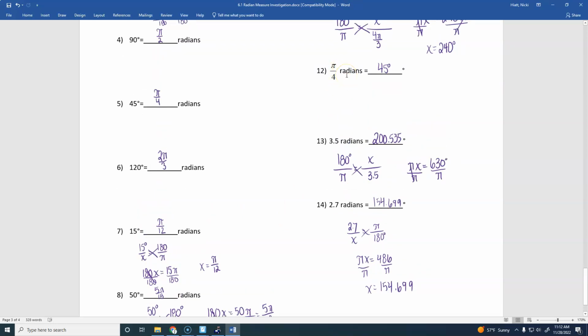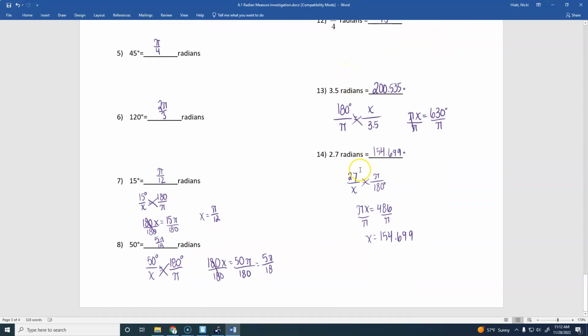12 is 45 degrees. For 14, you should get 154.699. And you can always think about what you already know. We know that pi, which is 3.14, should equal 180. So if we got 2.7, that should be less than 180, all right? But not significantly less than 180.